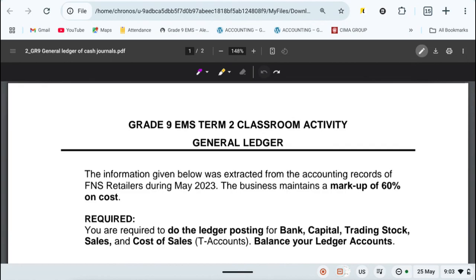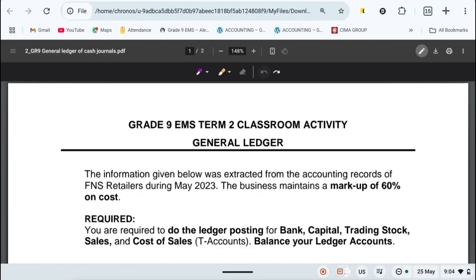I'm going to explain how to do the general ledger. We have done this activity in class, so this is just to put more emphasis on what we have already done in class. Maybe if you might have forgotten some of the key concepts that were discussed in class, this is a refresher to those concepts.